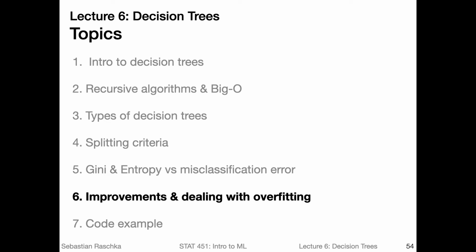So in this video I want to briefly talk about some improvements that we can make to decision tree algorithms and also some of the challenges with decision tree algorithms. For example, overfitting and some tricks of how we can deal with overfitting.